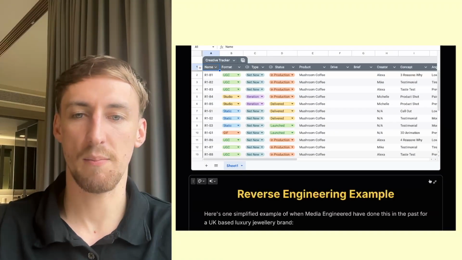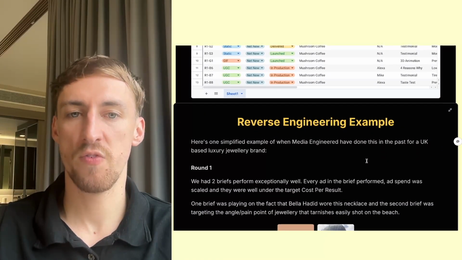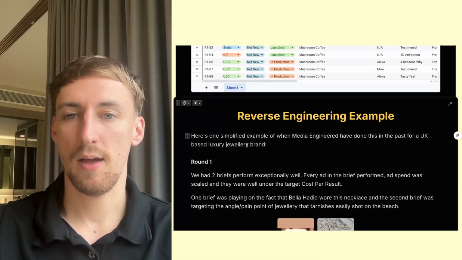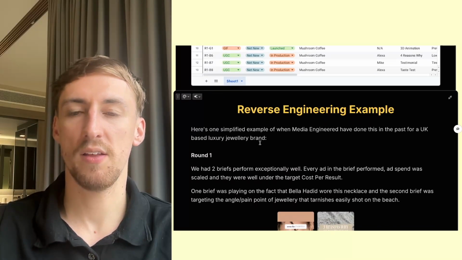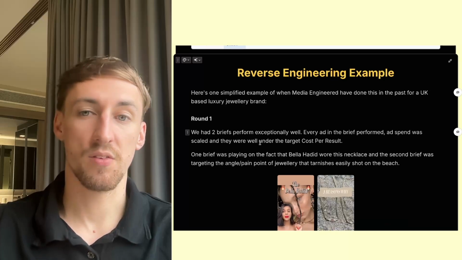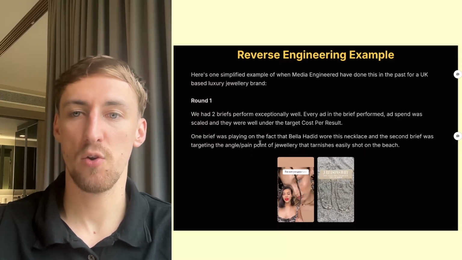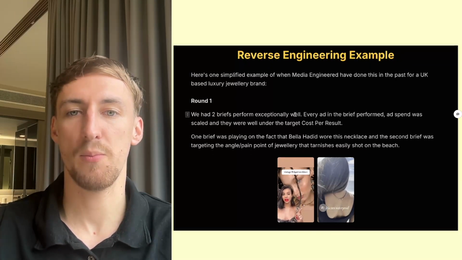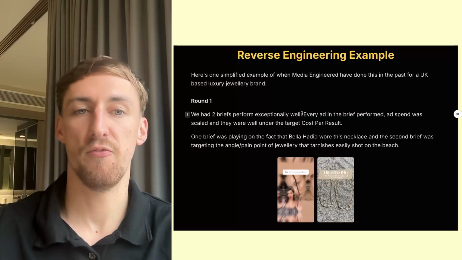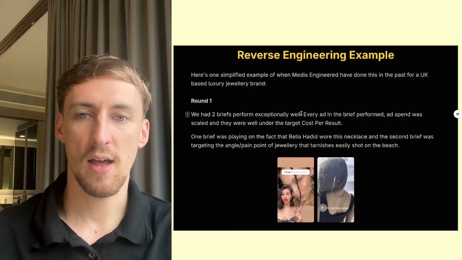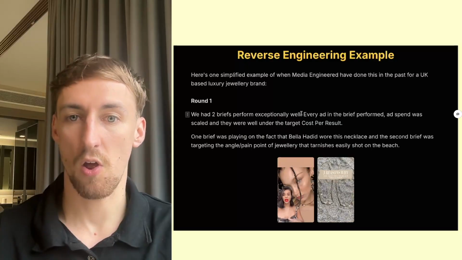So I'm going to show you an example right here of when we reverse engineered some ads. And it's with a jewelry brand that was based in the UK, and well, still are based in the UK. So first round, we had 2 briefs perform exceptionally well. Every ad in the brief performed, ad spend was scaled, and they were well under the cost per result target.